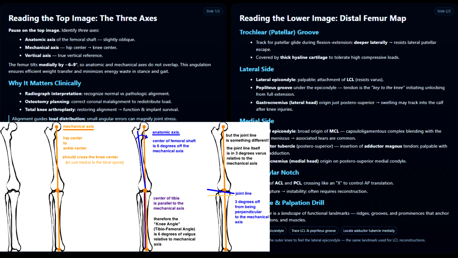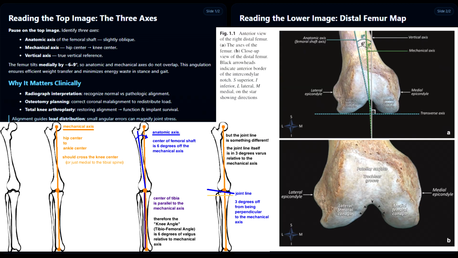This angulation is nature's way of ensuring efficient weight transfer through the knee joint, preventing us from wasting energy while standing or walking. In the clinic, understanding these axes is essential for interpreting x-rays, planning osteotomies, and even in total knee replacement surgery, where restoring proper alignment is key to joint function and prosthesis survival.